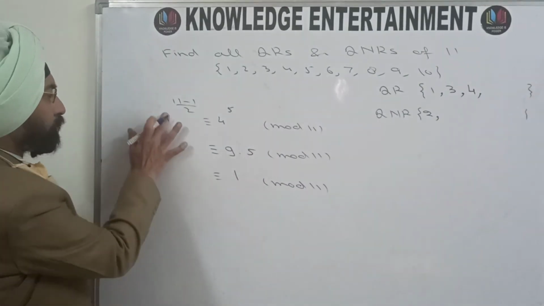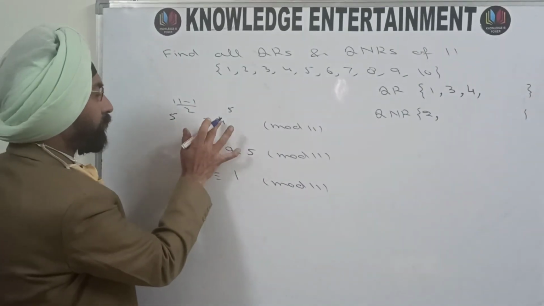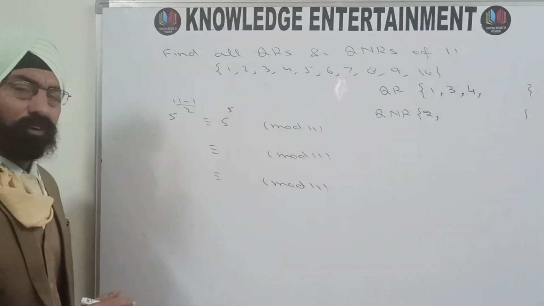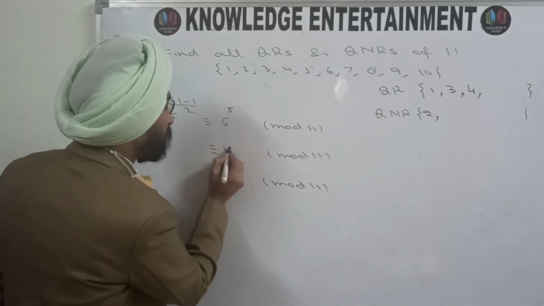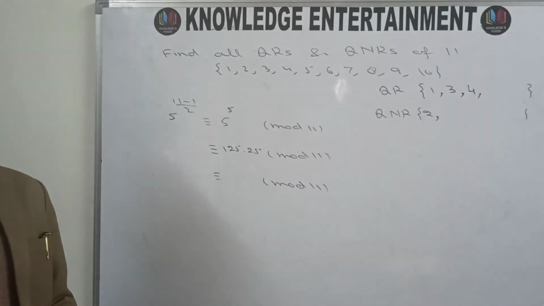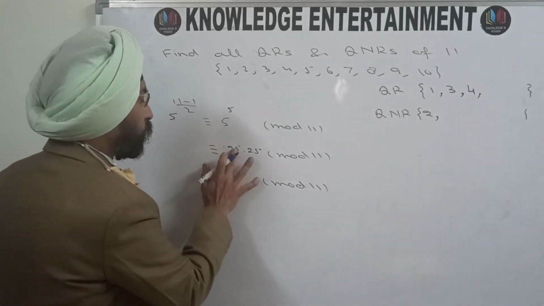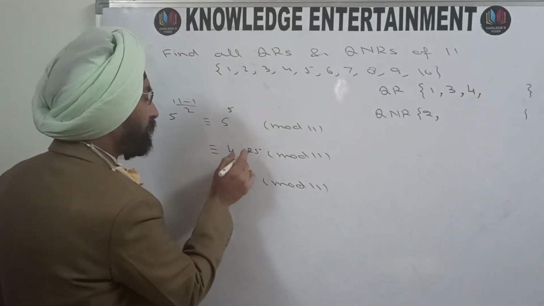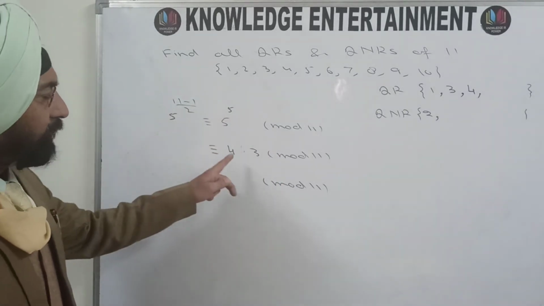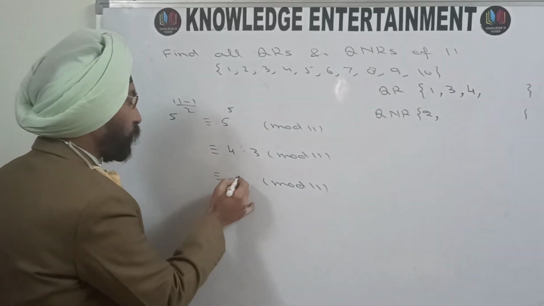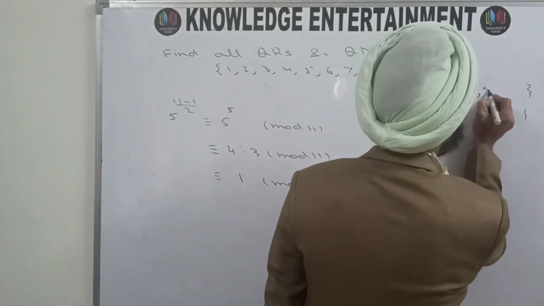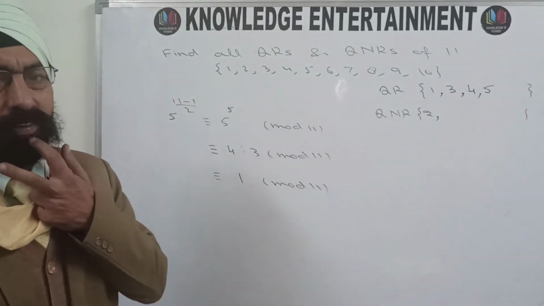Let us see what happens to 5, the next number. So you will get here 5. Once again, the same process I will follow. I will break it into the two parts, 125 into 25. 125 divided by 11 will give you the remainder equal to 4, and 25 will give you the remainder 3, and 4 into 3 is 12. So 12 when divided by 11 once again will give you the remainder 1. So 5 is also a quadratic residue of 11.